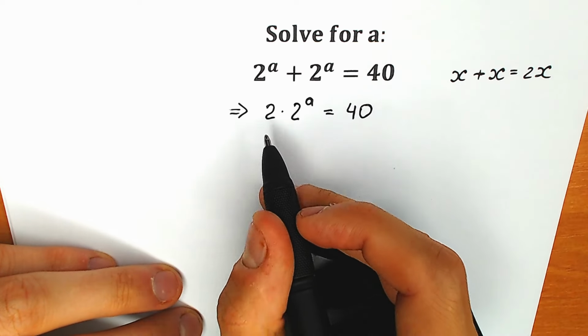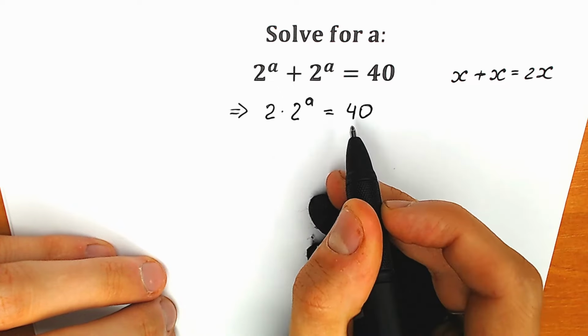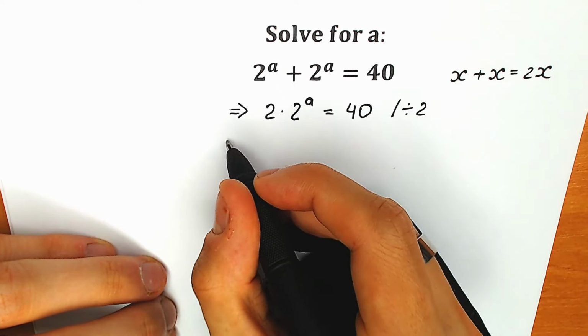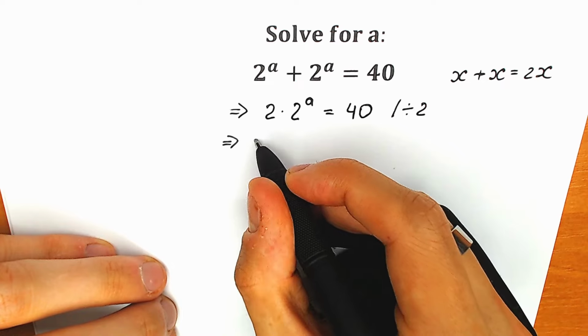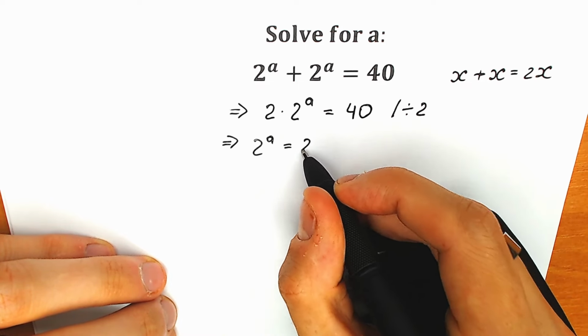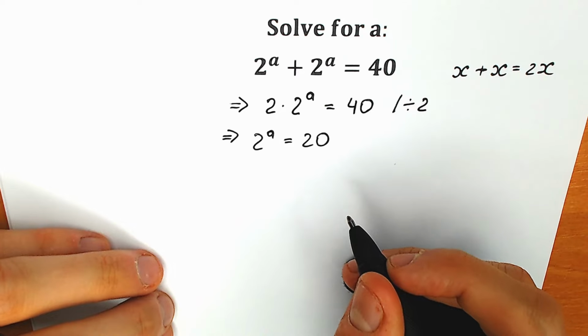Secondly, let's divide both sides by 2. Then we can easily split it by variables on the left side and constant on the right side. So let's divide both sides by 2. What can we get from here? We will have 2 to the power a equal to 20. I really hope you understand this first step.